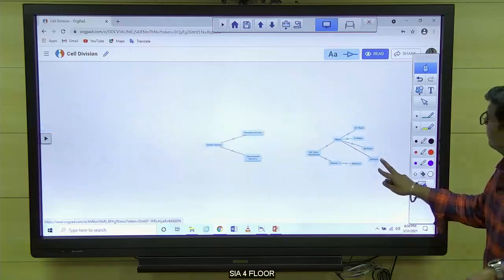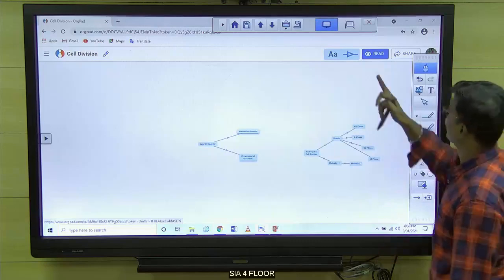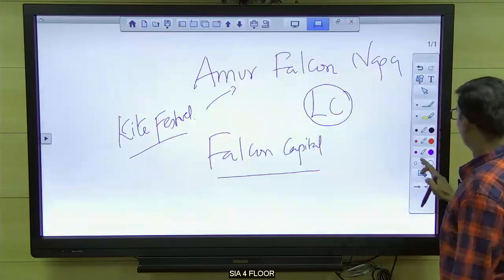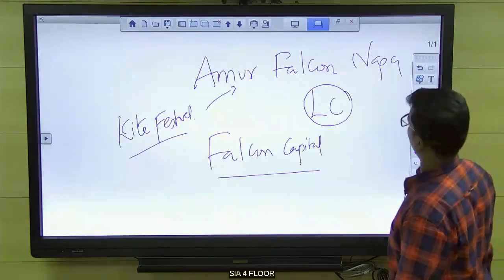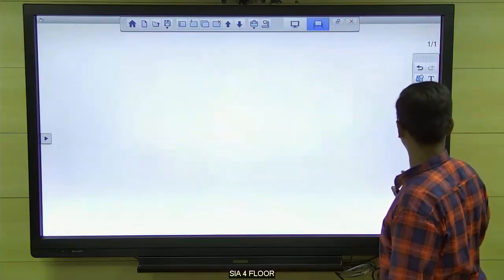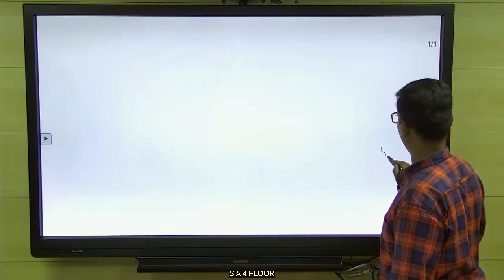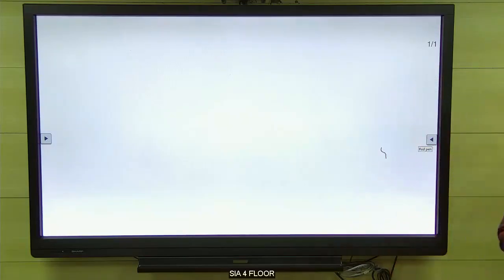Cell division can be divided into 2 types, that is mitosis and meiosis. So first, can someone tell me how many chromosomes are there? 46. Okay, 23 and 23. Good. Let's see what people answer here. Okay, 23 or 23 pairs.